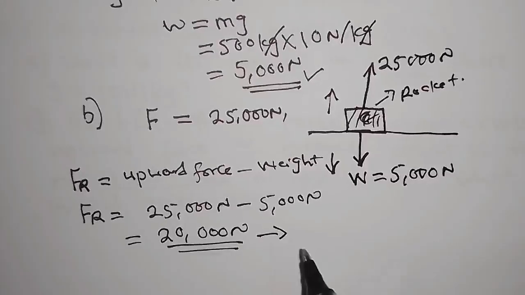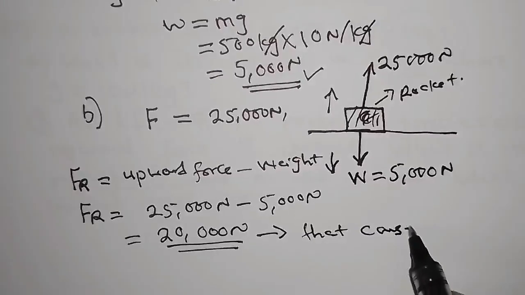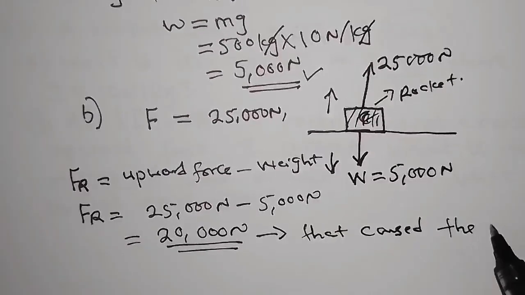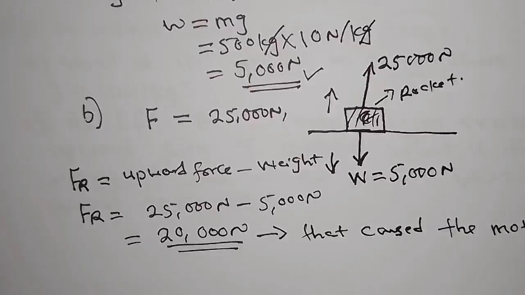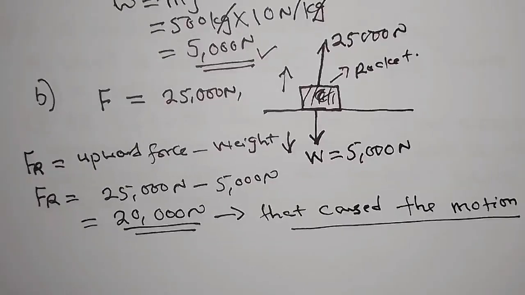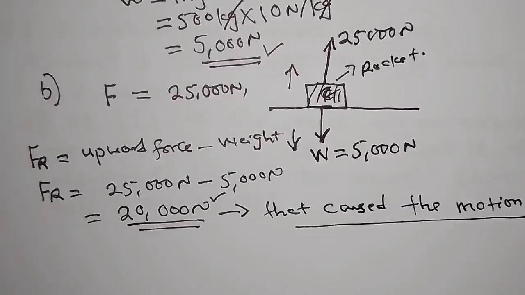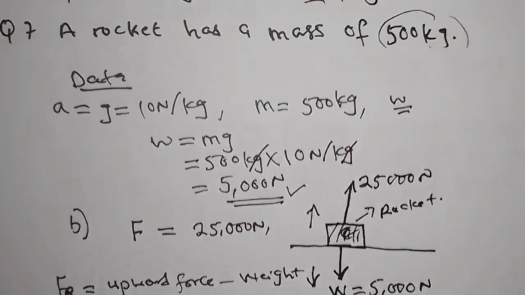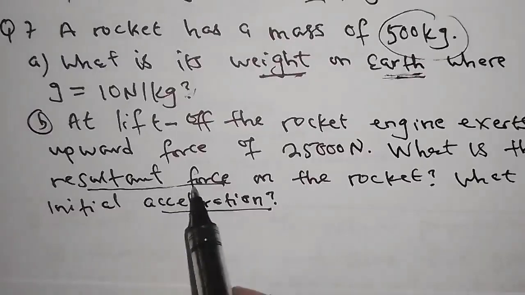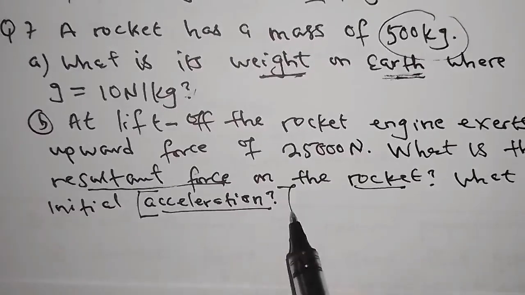So this is the force that caused the motion, and we have to apply this force in order to find the answer. If you go back to the question, they are asking us what is the resultant force on the rocket and what is the acceleration.